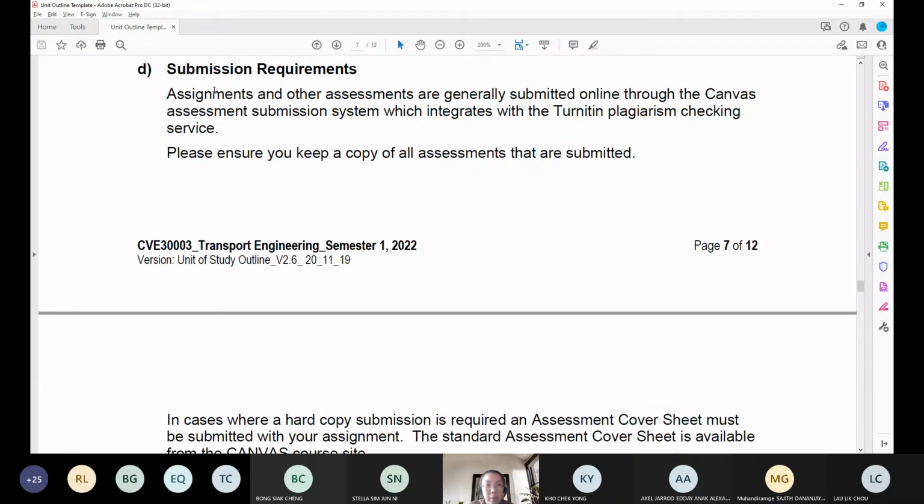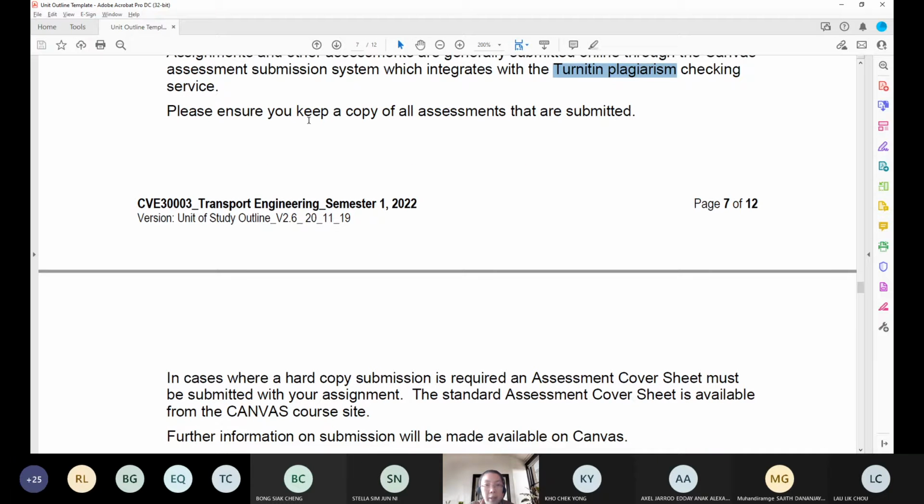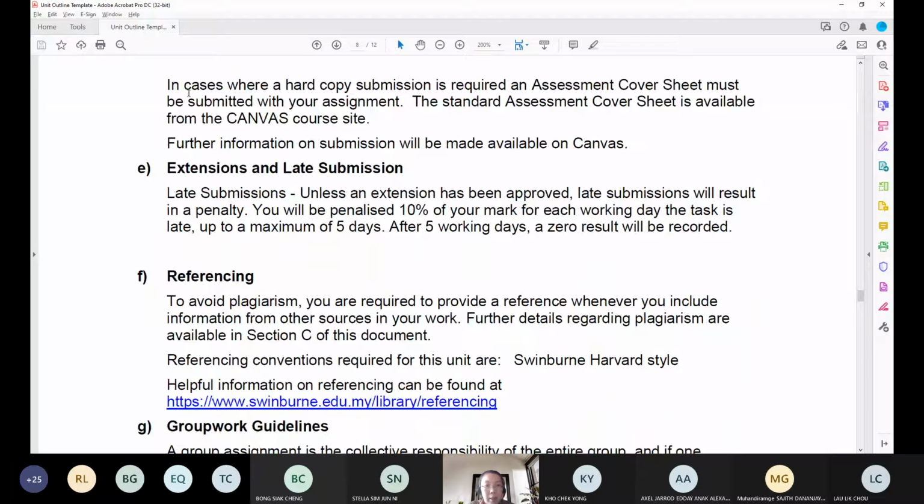Okay, submission requirements: assignments are generally submitted online through Canvas. I've integrated some of the assignments with Turnitin, and I've also made Turnitin available for you to check your own work. Please do ensure you keep a copy of the assessments that you submit. I will not make any hard copy submission this semester; everything is to be submitted through Canvas.